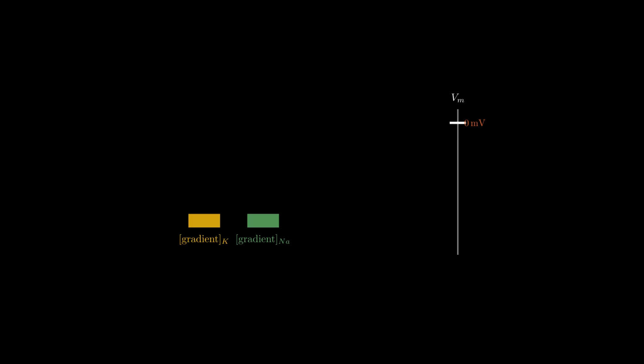So left alone, these leaks would slowly run down the gradients. Every ion's equilibrium potential would drift towards zero, and the resting potential would collapse. That means that something has to continuously push the ions back against their gradients. That something is the sodium-potassium pump.